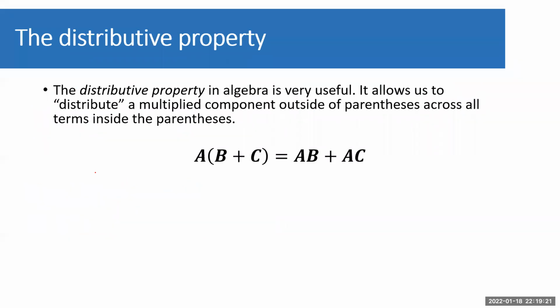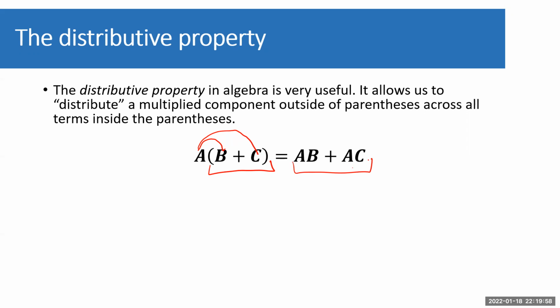There's one other thing we can do to simplify things, and it's called using the distributive property. It allows us to distribute a multiplied component outside of the parentheses across everything inside the parentheses. So A times the quantity B plus C means that A multiplies to B, and A multiplies across C. So remember, if it's outside the parentheses, it applies to everything inside. So we could simplify this and get rid of the parentheses by saying, okay, this is the same as A times B plus A times C.